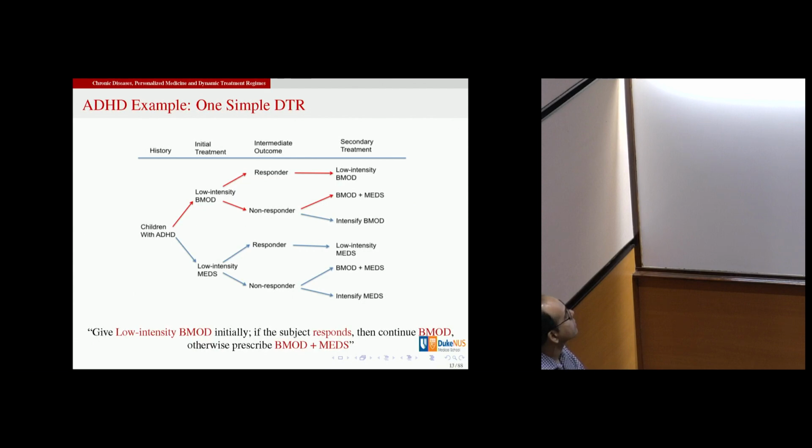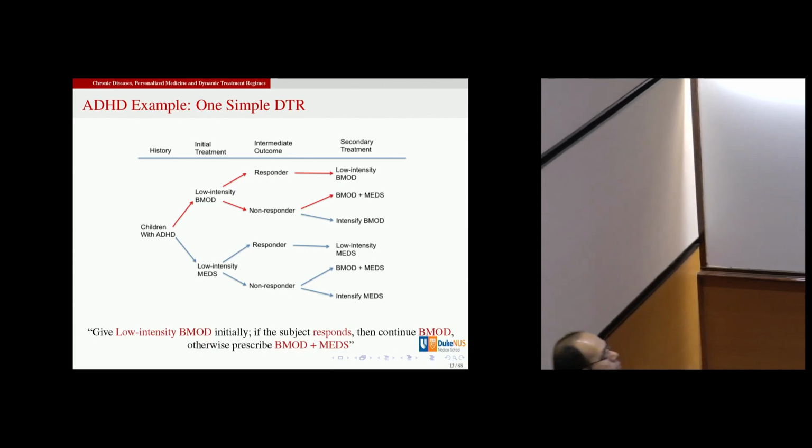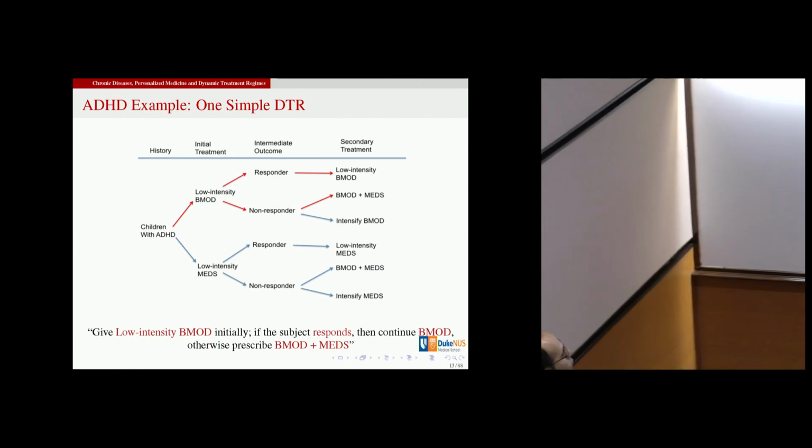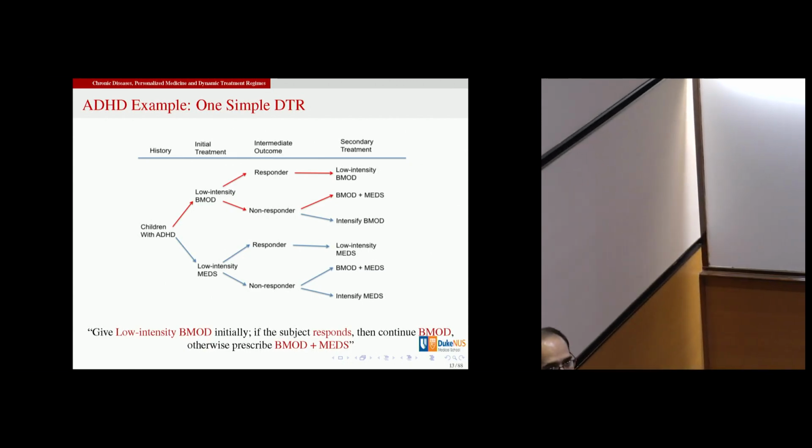Okay, so what is a dynamic treatment regime in this context, right? Here you just follow the red arrows. Together, the red arrows constitute one dynamic treatment regime. So in plain English, it says you give low intensity BMOD initially, and then if the subject responds, you continue that, or if the subject is a non-responder, then you prescribe BMOD plus medication, right? So this together is a rule.